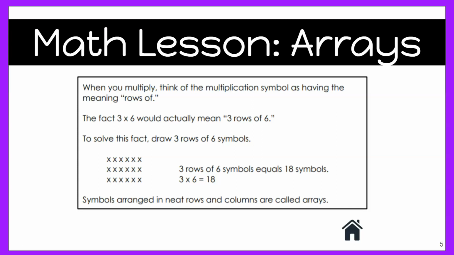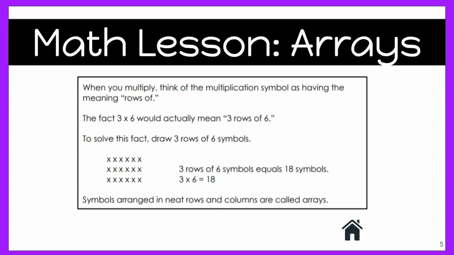Okay, so for example, the fact 3 times 6 would actually mean 3 rows of 6. So 3 is going to be your first number. So I would be drawing 3 rows and I'd have 6 symbols or whatever you're using in each column. So I could say 3 rows of 6 symbols equals 18 symbols, or 3 times 6 equals 18.